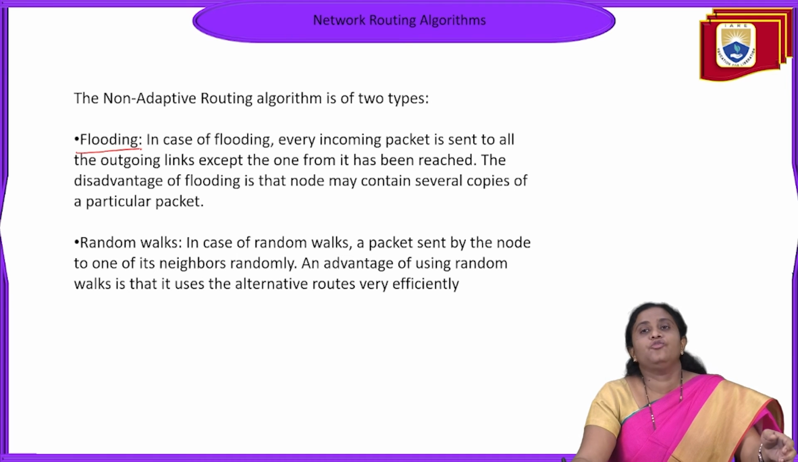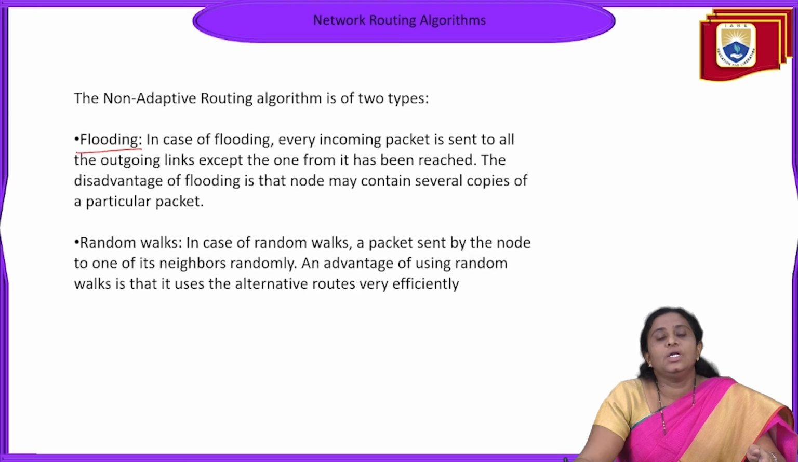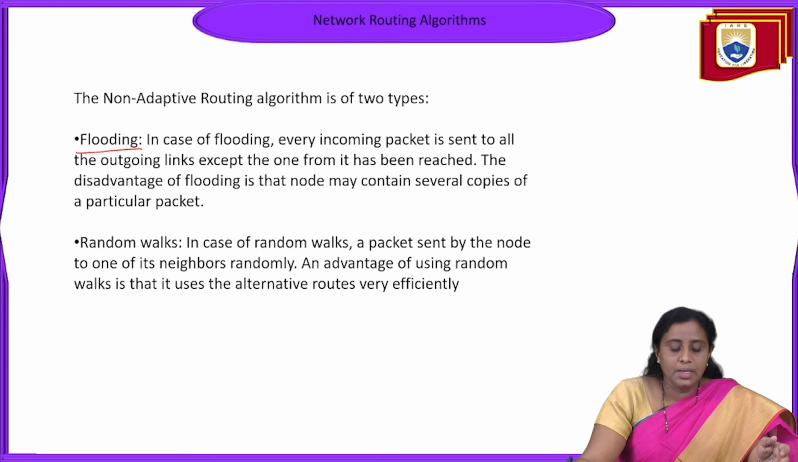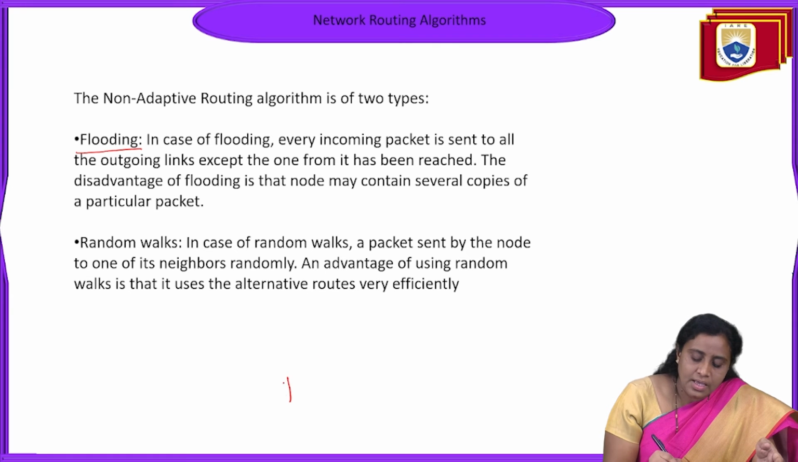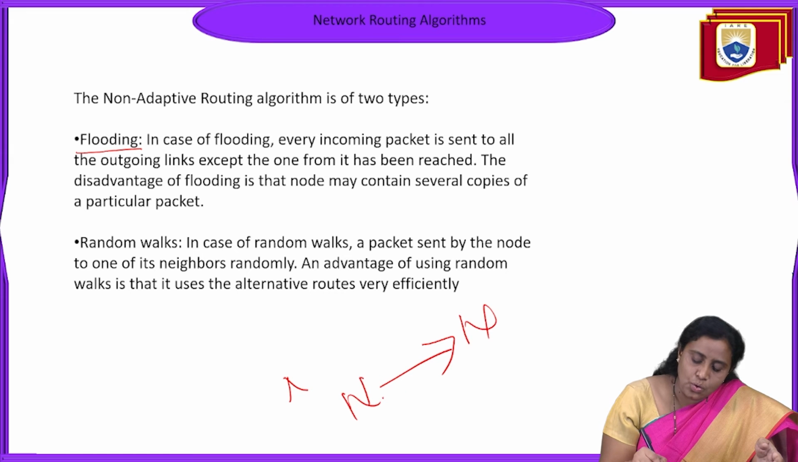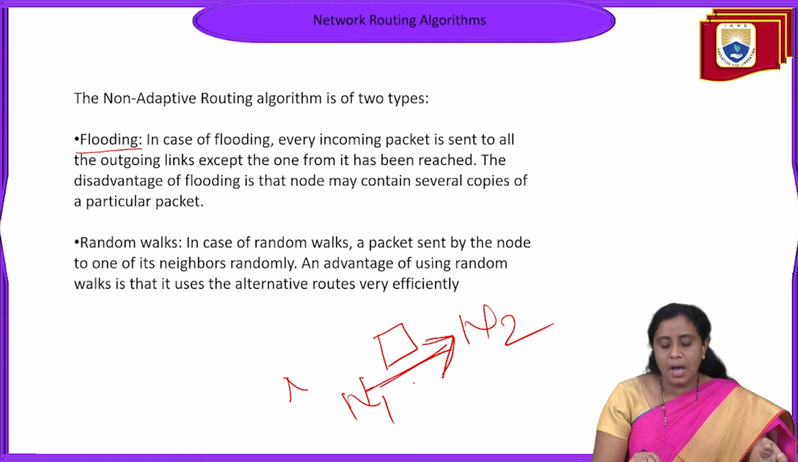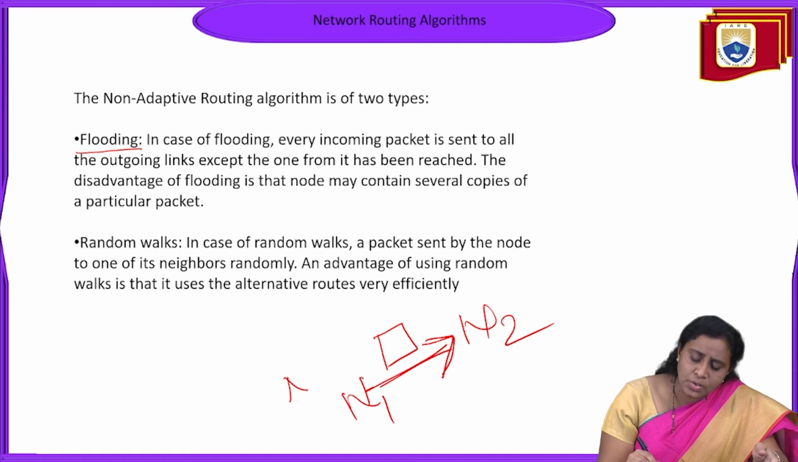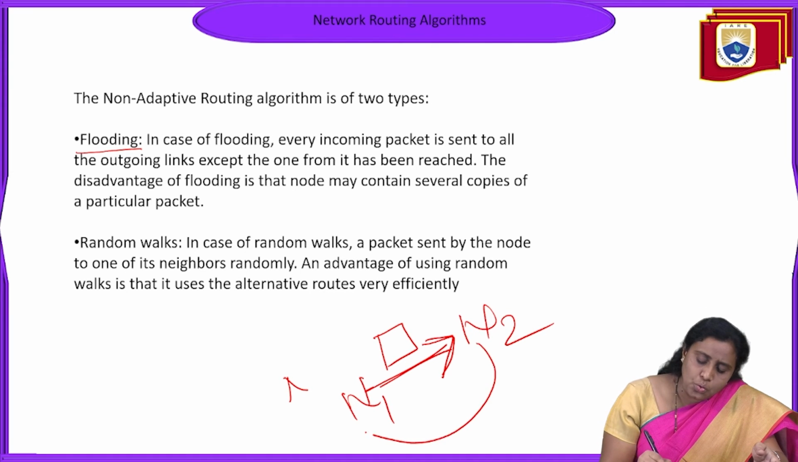Flooding means that every incoming packet is sent to all the outgoing links except the one from which it has arrived. So the disadvantage of flooding is that a node may contain several copies of a particular packet. What do you mean by flooding? Take the example of node 1 and node 2, where data is transmitted on a particular determined path or logical connection, from one node to another, without getting any acknowledgement from node 2 to node 1.